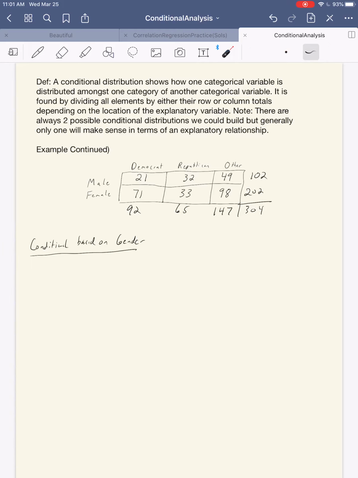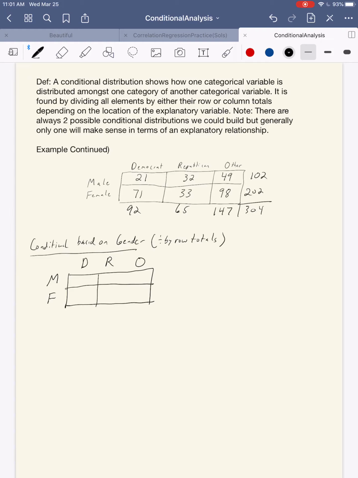All right, now gender was in the rows. So each gender was in its own individual row. So to do this, we're going to divide by the row totals. Okay, so we're going to recreate our chart: male, female, Democrat, Republican, other. There's our nice little chart there. And to fill in these values, we're going to take each value inside the chart and divide by its corresponding row total. So for these values here, we will be dividing by 102. And then for these three values here, we'll be dividing by 202 because those are the row totals there.